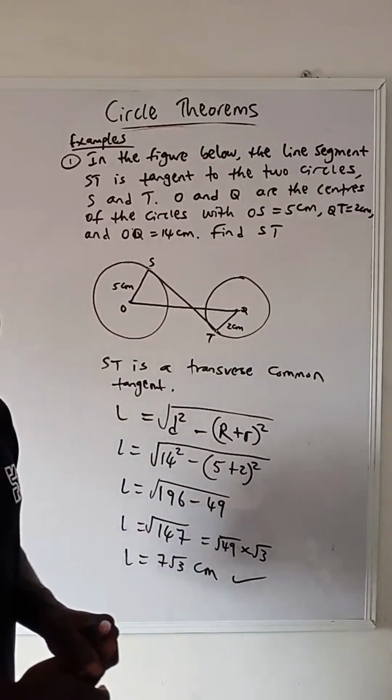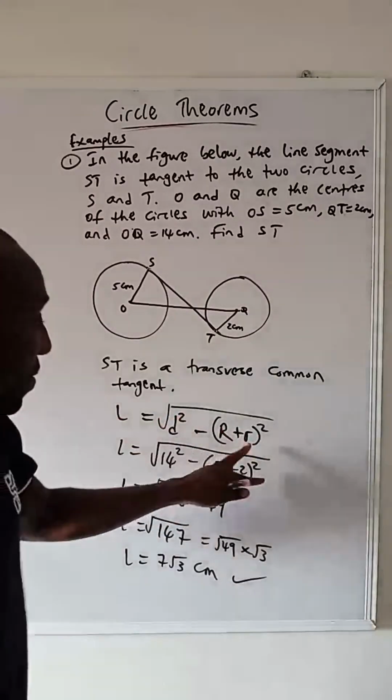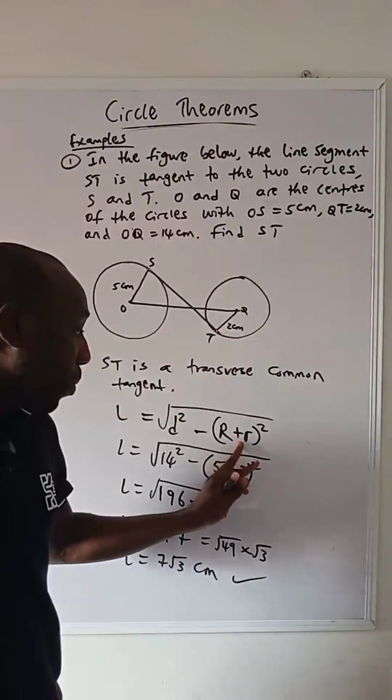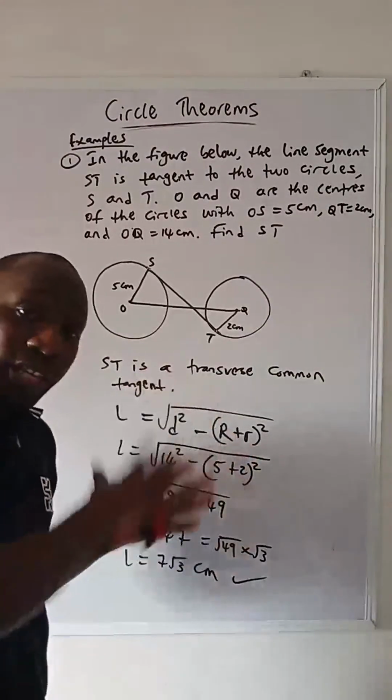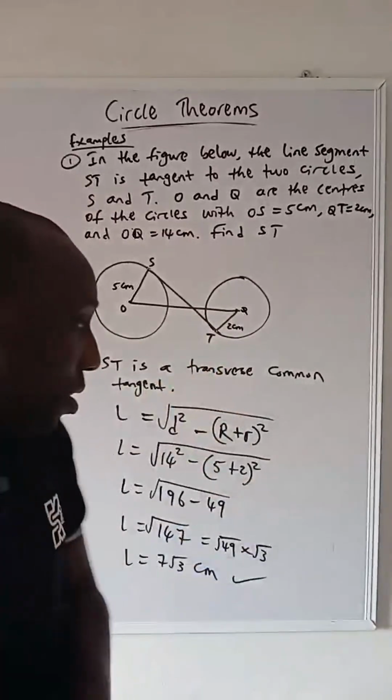That's how you solve questions like this. Please don't forget this formula. The length of the tangent is given by this formula. For transverse, it is plus. For direct, this plus is minus. That's the only difference between transverse common tangent and direct common tangent.